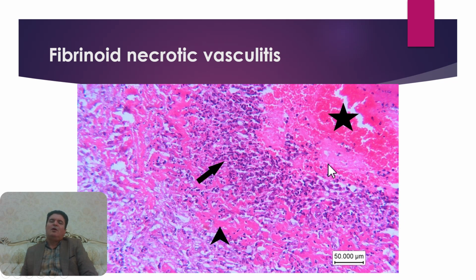Again, you observe higher magnification of the previous photos: red blood cells within the artery, severe artery wall necrosis, and deposition of eosinophilic materials here. So I called it fibrinoid necrotic vasculitis.